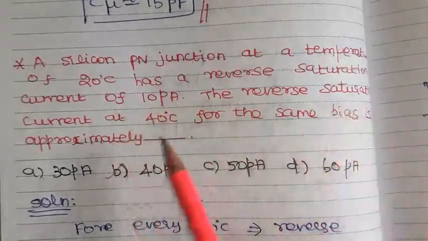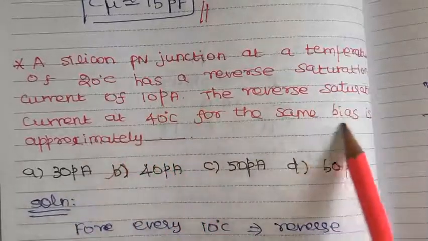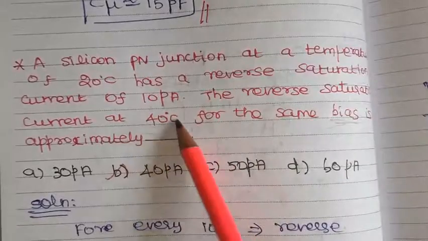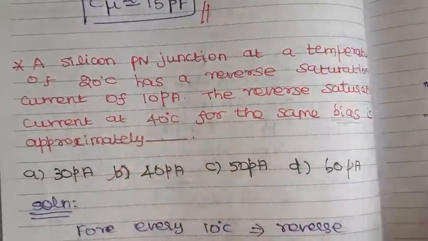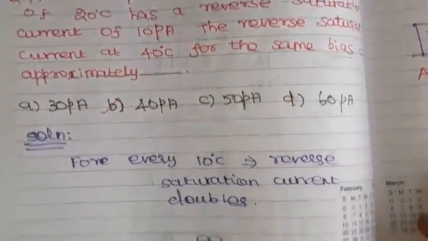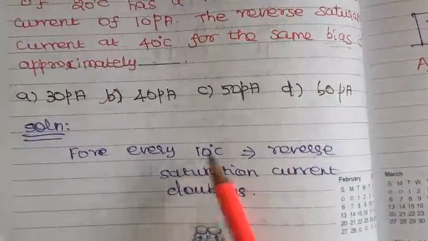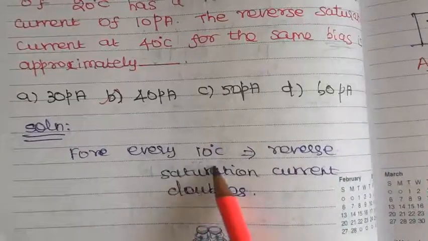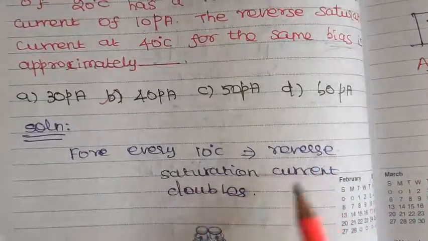If the reverse saturation current is given and the bias voltage is the same, and the temperature is increased to 40 degrees Celsius, what will be the current? We are going to find that out. Actually, for every 10 degrees Celsius, the reverse saturation current doubles.